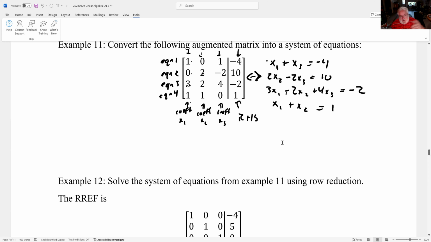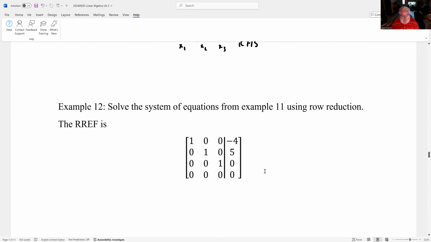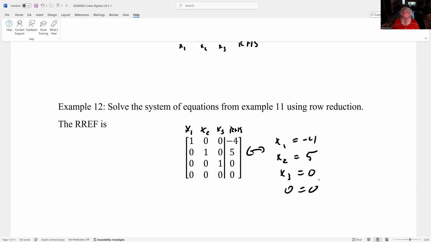So we do reduction, you eliminate all the variables. What that does is you end up with this. And so if I call this column, the system of equations you get is: this is the coefficients of x1, x2, x3, and this is the right-hand side. So we get x1 equals -4, x2 equals 5, x3 equals 0, and 0 equals 0. Important to check that, because if that's false, then there's no solution. So that's true. And so what does this mean?